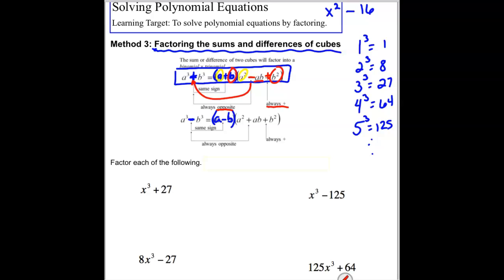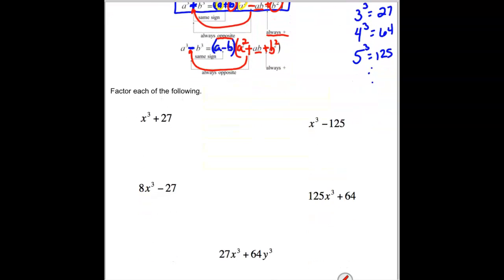Okay? So, same thing with the a cubed minus b cubed. We're going to have the first term squared, so a squared. We're going to do the product of a and b, and we're going to have b squared. And the first sign is plus because it's the opposite of what we started with, and the last sign is always plus. All right, let's try a couple.